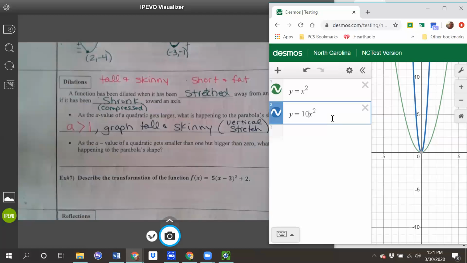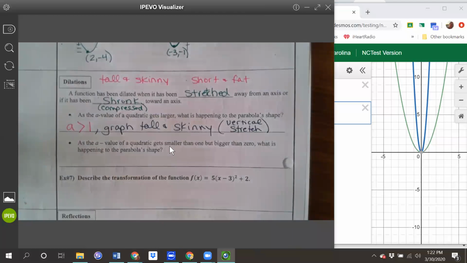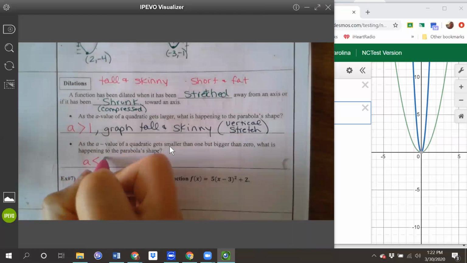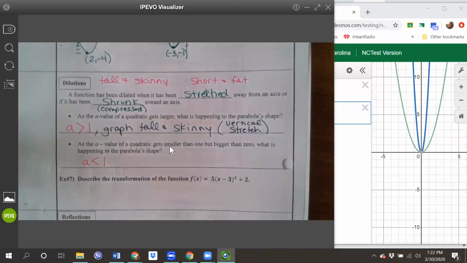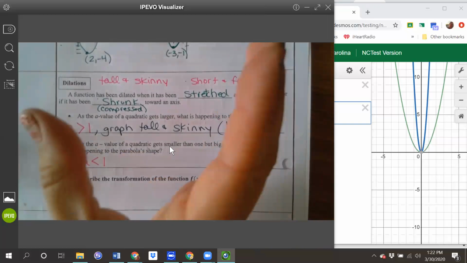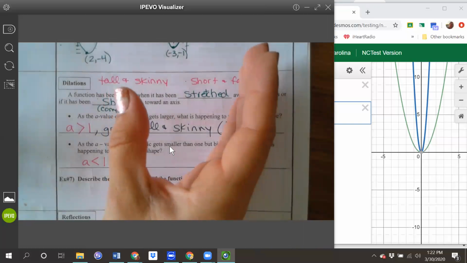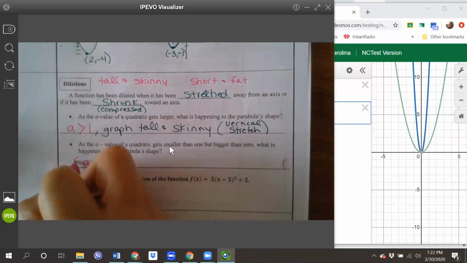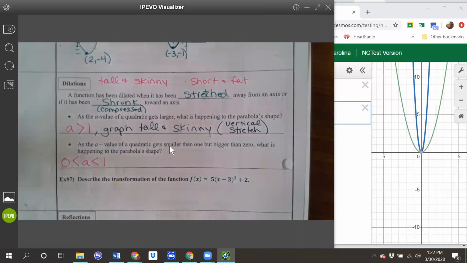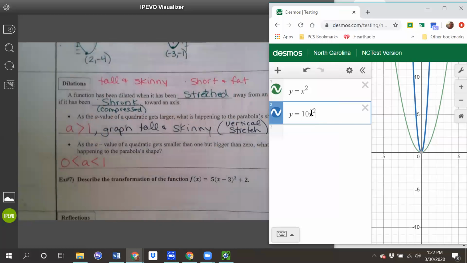All right. What if I take my A's and I make them smaller than 1, but not so small that they go negative, because I already know that a negative is going to change my parabola from a smile to a frown. So that means that I can't go past a 0. Okay, so let's do that. So I need a number that is bigger than 0, but smaller than 1. How about 0.9?